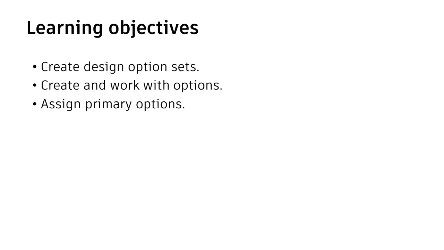In this video, you'll see how to create design option sets and options within those sets to manage alternative designs within the same model. We'll show how to work with those options and see the effect of assigning an option as the primary option on the main model.